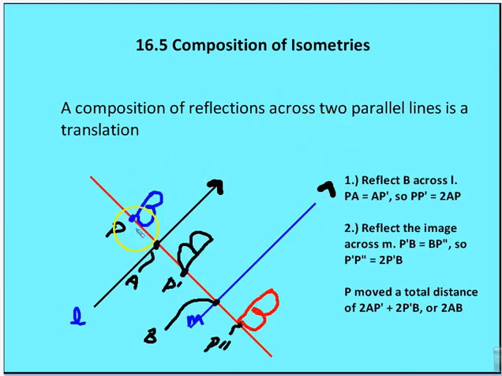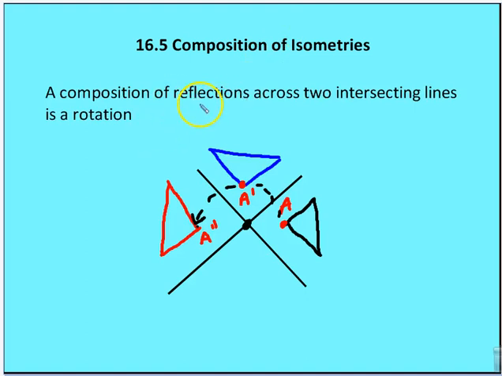And so again, we can see this here. If I draw my line here and then two parallel lines, and I reflect B, and then again, so P to P prime to P double prime, you can see that the two reflections across two parallel lines end up being a translation. All right, a composition of reflections across two intersecting lines is a rotation.